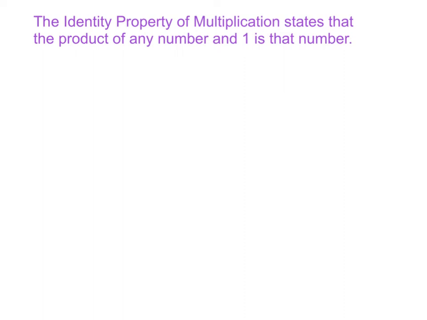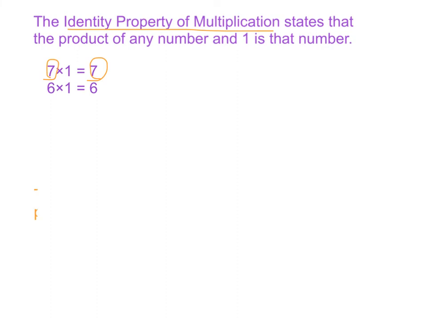So what we're talking about here is, first, the identity property of multiplication. The identity property of multiplication states that the product of any number and 1 is that number. So in other words, 7 times 1 equals 7. Notice that the number is the same. Another example is 6 times 1 equals 6.